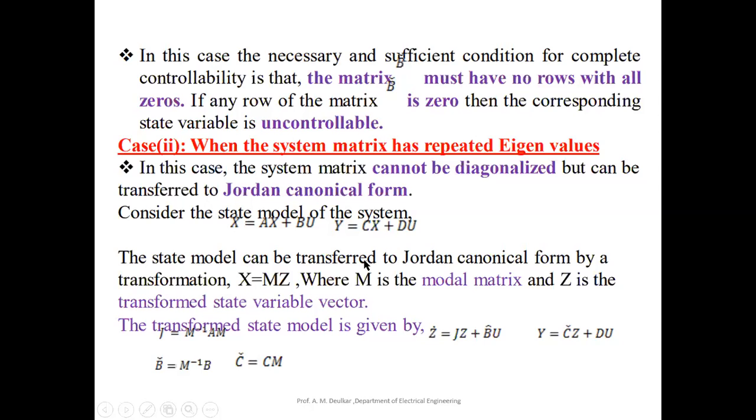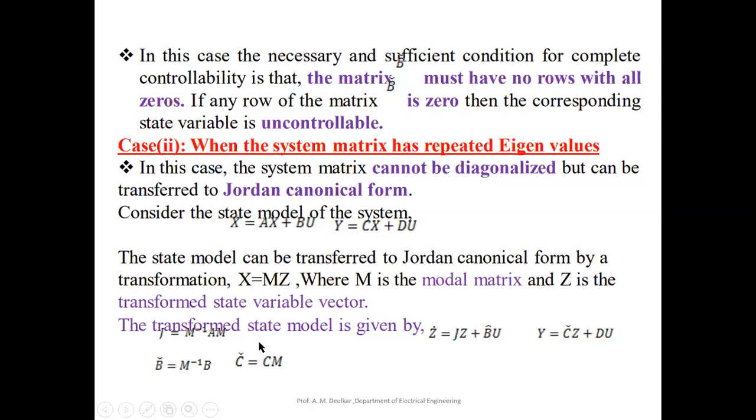Now the state model can be transferred to the Jordan canonical form with the transformation x is equal to M into z, where M is the modal matrix and z is the transformed state variable vector. Okay, the transformed state model will be given by z dot is equal to J into z plus B bar into u, and y is equal to C bar into z plus Du. The J will be given by M inverse into A into M.